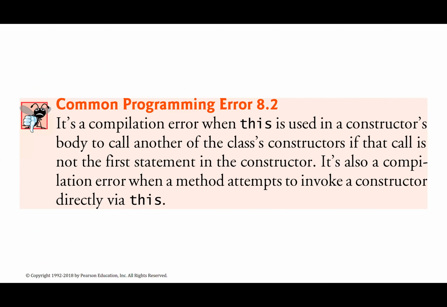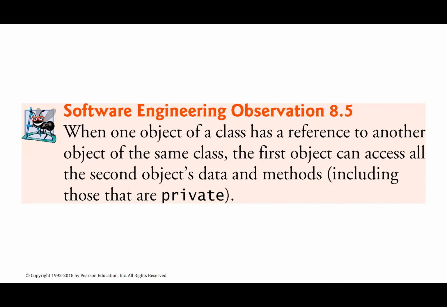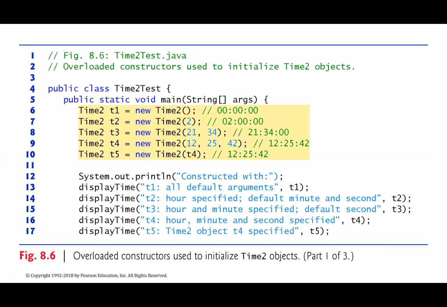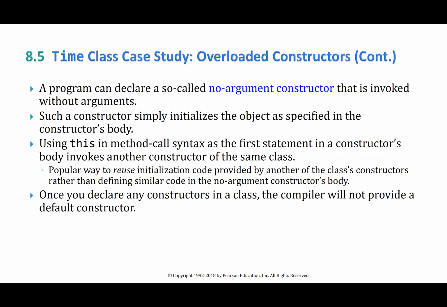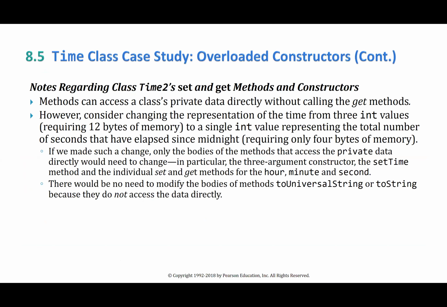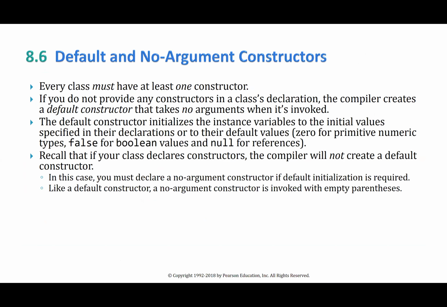It's a compilation error when this is used in a constructor's body to call another class's constructor if the call is not the first statement. Okay, and again, we'll see that later as we go through. When one object of a class has a reference to another object of the class, the first object has access to the second. And again, he's getting a little bit more detailed than he needs to. He's got this thing running for you. Here you go. I don't like his examples as much in this chapter as I do some of the others. Okay, and so we'll do a lot of work on our own together as we're doing this outside of his examples. I like his book. Some of the examples maybe aren't needed as much. All right, so he's got some overloaded constructor information there.